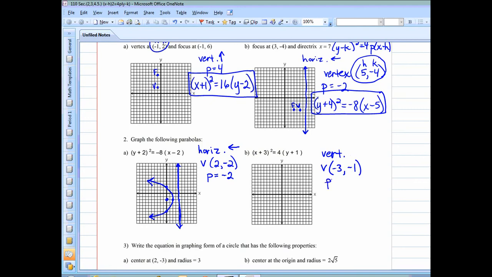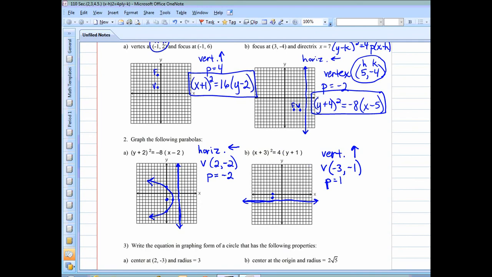And the p-value, because 4p is 4, then p has to be 1. So I'm going to plot at -3, -1. That's my vertex. And because it's vertical, then p is positive. We're going to be opening up. So we're going to go 1 up for the focus, and we're going to go 1 down for the directrix line.